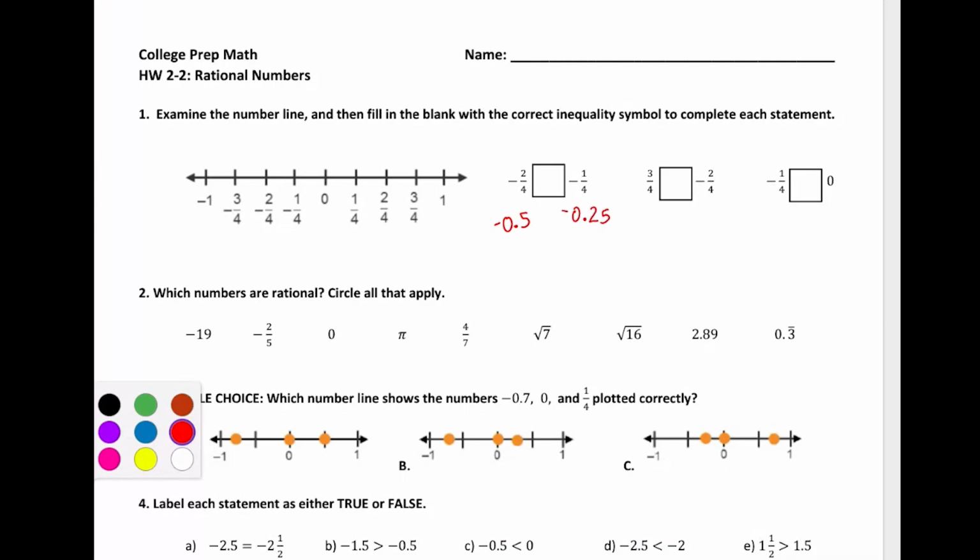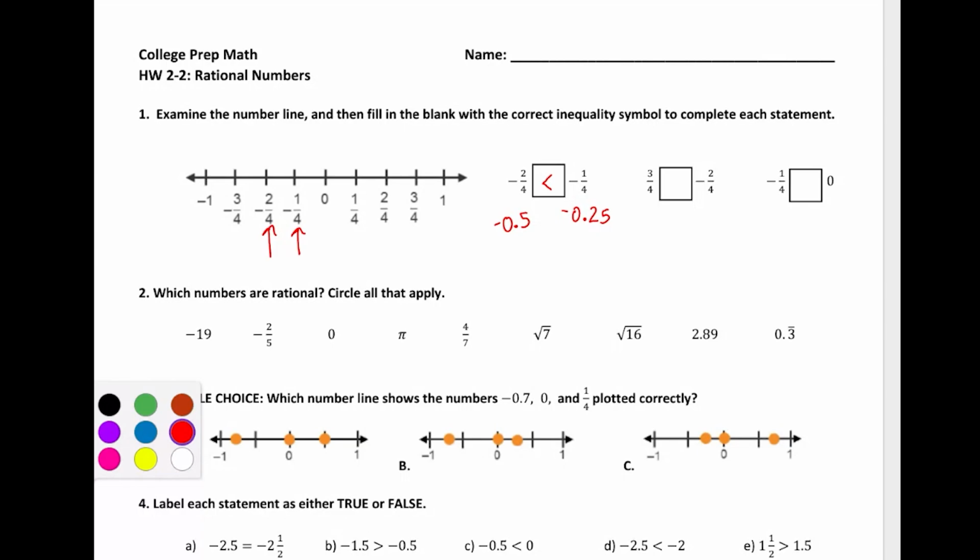Now with this number line, you really shouldn't need to convert these, but I want you to see how you might be able to compare these just in case you don't have that number line handy. So negative 2/4 is right here. Negative 1/4 is right here. And we know that negative 1/2 is smaller than negative 1/4. So however way you want to think about this, negative 2/4 is smaller than negative 1/4.